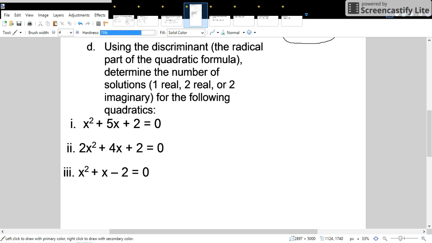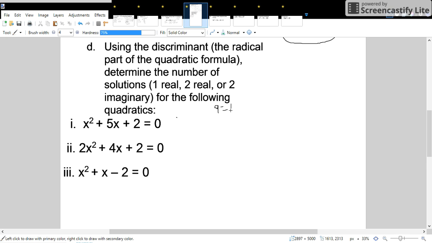For 5D on the review, it says using the discriminant, the radical part of the quadratic formula, determine the number of solutions, either 1 real, 2 real, or 2 imaginary for the following quadratics. So your first one is x squared plus 5x plus 2 equals 0. First, make sure it's in the general form, ax squared plus bx plus c equals 0. It is, so we could go ahead and identify our a, b, and c.